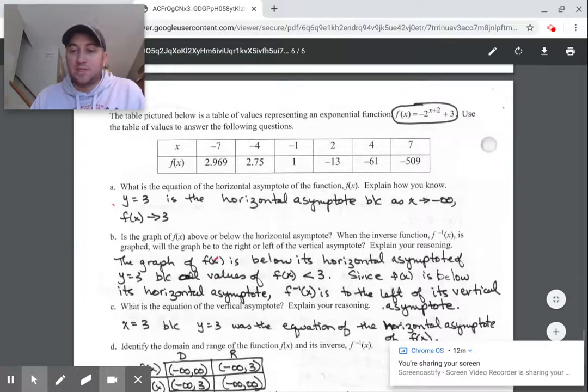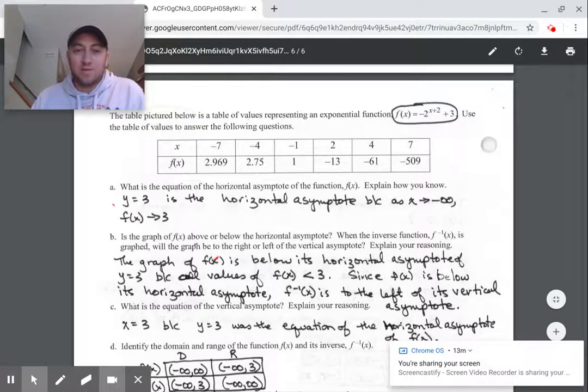This next page here, our last page of the notes today, they give you another exponential function. It's negative 2 to the x plus 2 power plus 3. They give you some table of values. So A, what is the equation of your horizontal asymptote? You know that it's equal to 3 because of your end behavior. As x approaches negative infinity, it's going towards 3. I also know it's 3 because that's my constant in my equation.